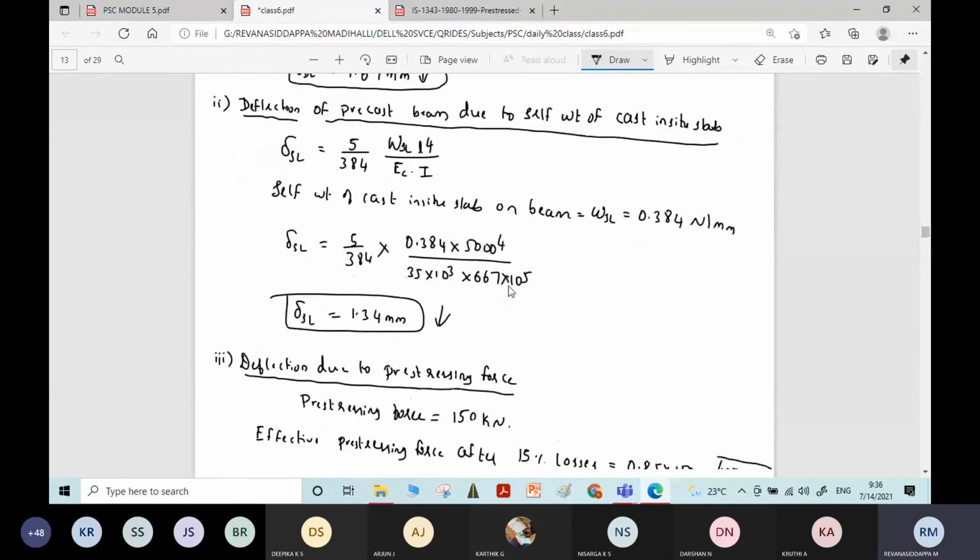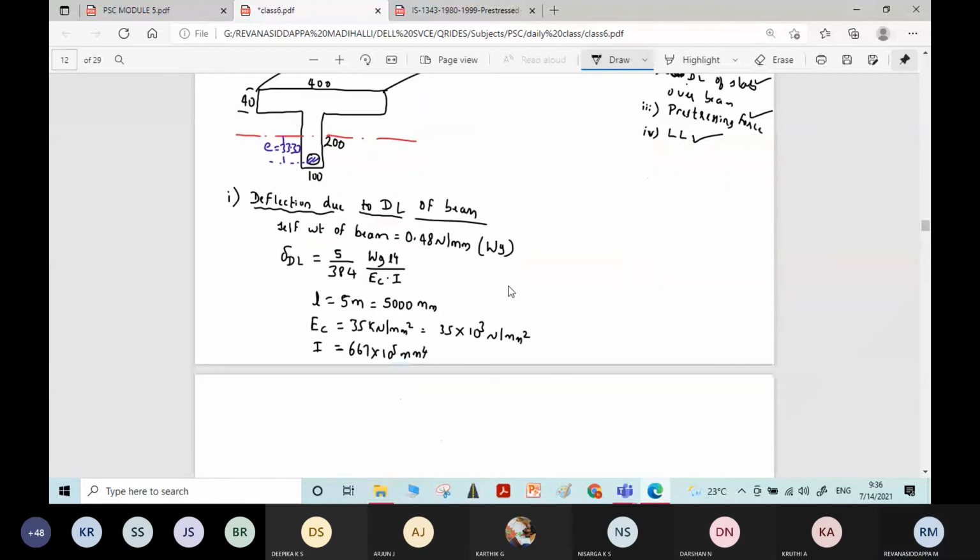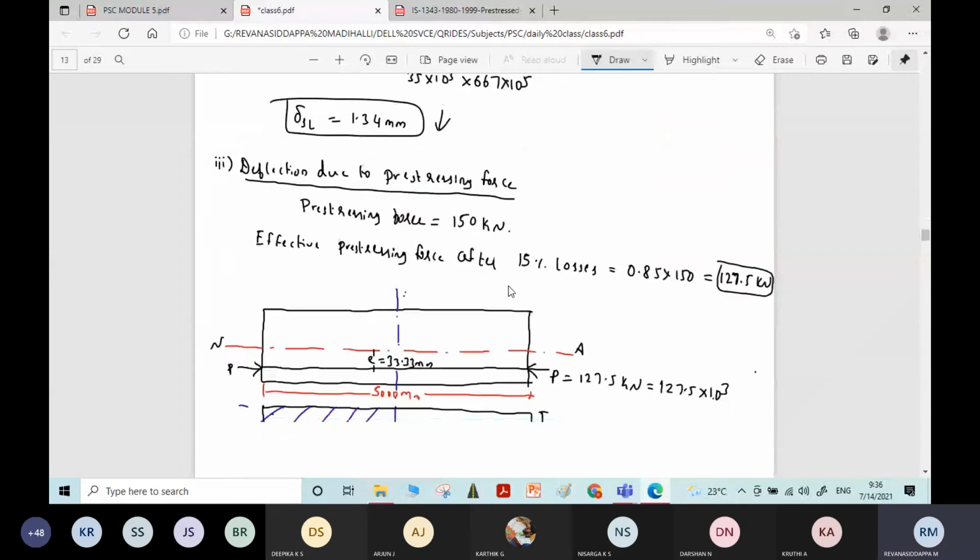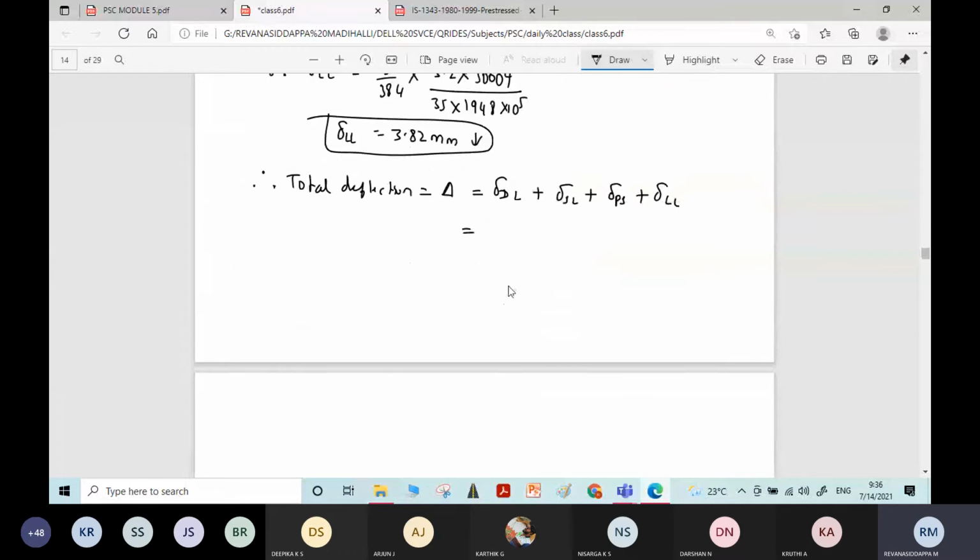Dead load 1.67, then 1.34, 5.67. So 1.67 plus 1.34, deflection due to pre-stress is minus 5.67, plus live load is 3.82. What is the final answer for unpropped construction? 1.16. 1.16 mm. Okay, this is the final deflection.